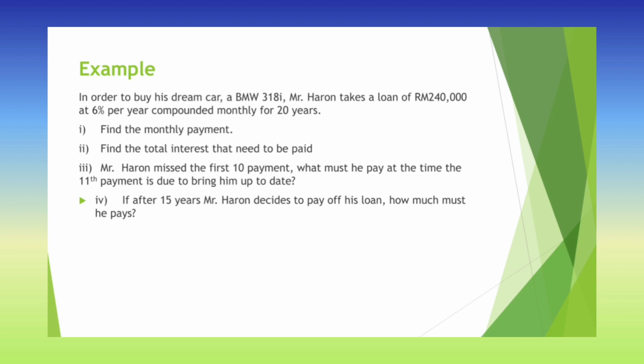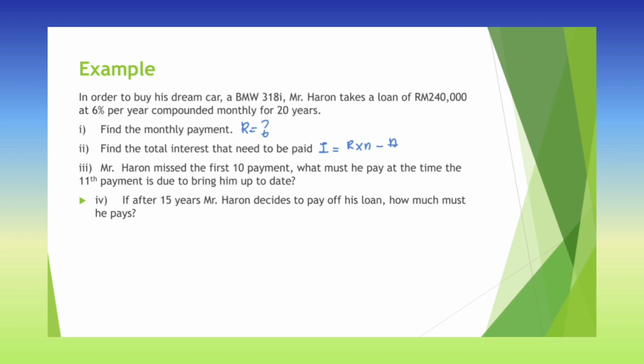Next question. In order to buy his dream car, a BMW 318i, Mr. Harun takes a loan of 240,000 at 6% per year compounded monthly for 20 years. Find the monthly payment. So here we have to find R, the monthly payment. Question 2, find the total interest that needs to be paid. So total interest is R times n minus A.